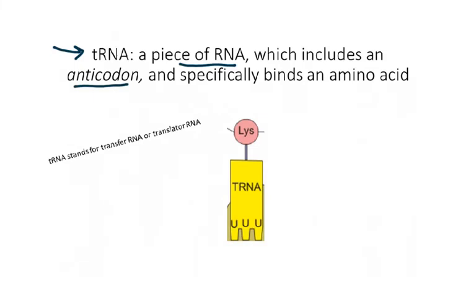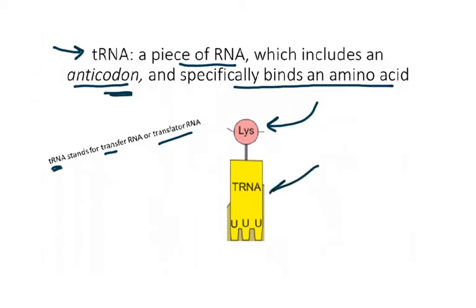And then tRNA is going to be specifically bound to the amino acid that corresponds to the codon of the genetic code. So tRNA just stands for transfer RNA or translator RNA. It's doing this process of translation. And the tRNA will always have a sequence of nucleotides, which is called the anticodon.